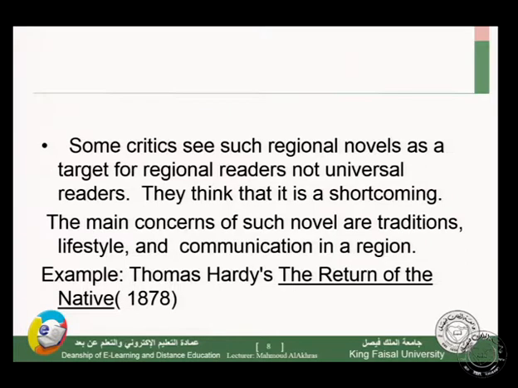We have one example on each type, and especially the first novel in each type. So we are going to take the first novel in each type. For example, in the regional novel, we have Thomas Hardy's The Return of the Native, which was written in 1878. So this is the first regional novel.